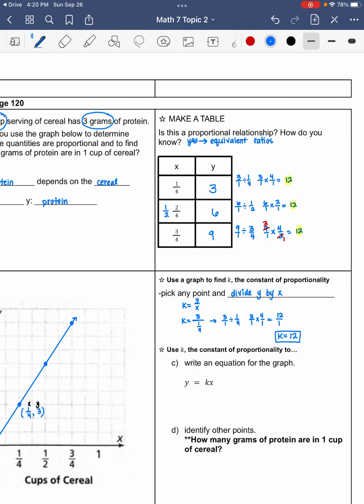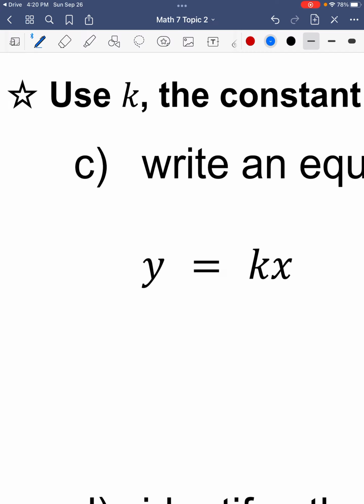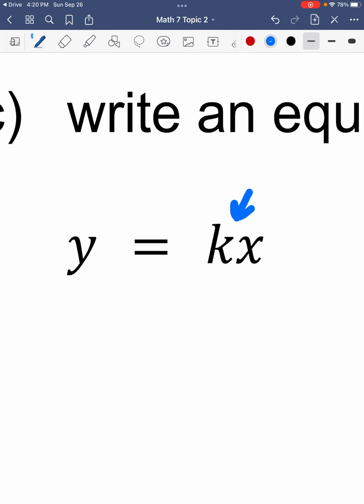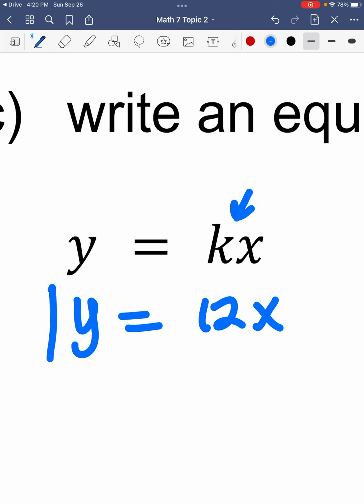So now use the constant of proportionality to write an equation for the graph. So we're just going to plug in our value for k right there. Everything else is going to stay the same. So y equals 12 times x.